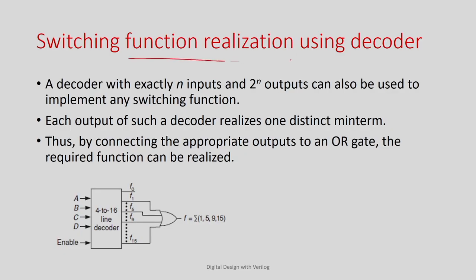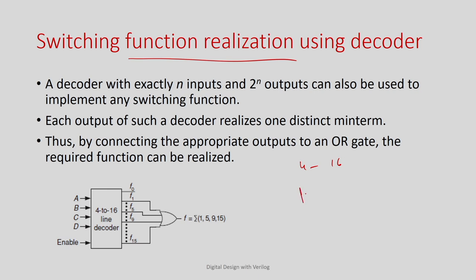So, I will just have a 4 to 10 decoder, not 4 to 16, and I have utilized the don't cares to reduce the size of the gates. I can also realize any function using a decoder. It is quite obvious because in a decoder, I have all the min terms as output. Right. So, for 4 to 16, all possible 16 min terms are there.